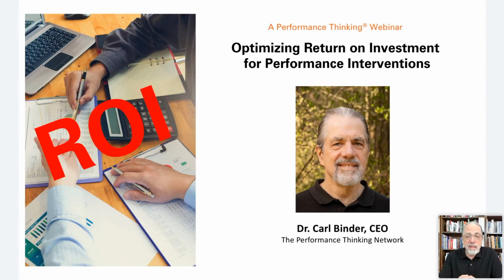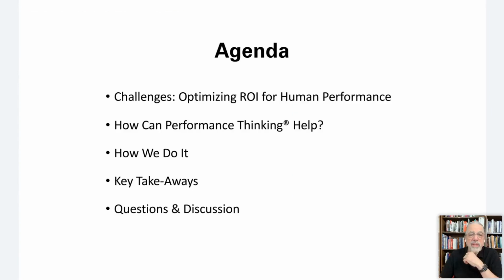And so what we decided to do this month was to unpack that and to show you how we think about it and to see if this might be helpful to you all. So here's the agenda. I want to talk a little bit about what are the challenges? Why doesn't this happen? Why are there questionable, unknown or weak returns on investment for various training and non-training interventions for human performance? And then I want to provide at a high level some of the elements of performance thinking and how they can help, and then step you through how we go about it.